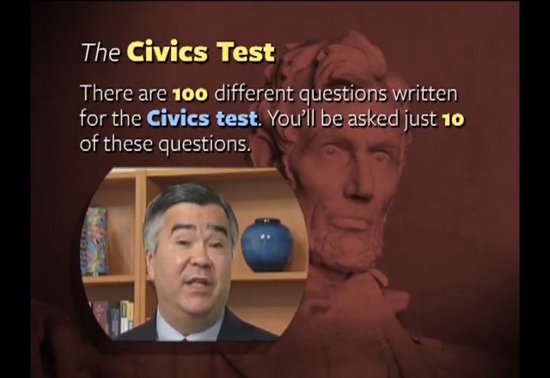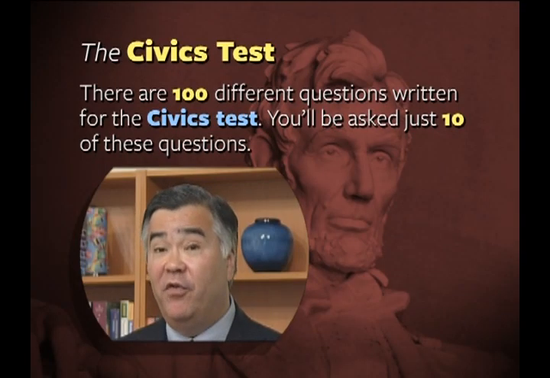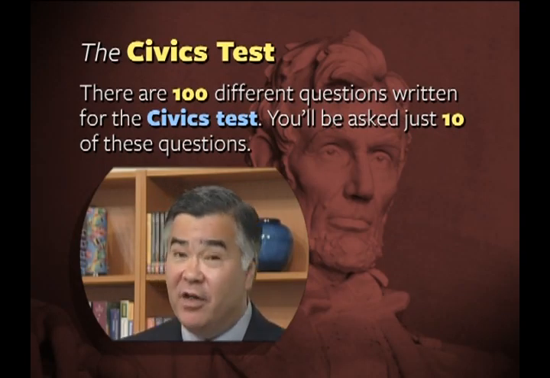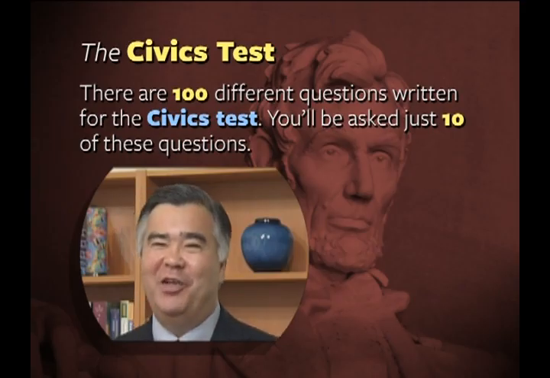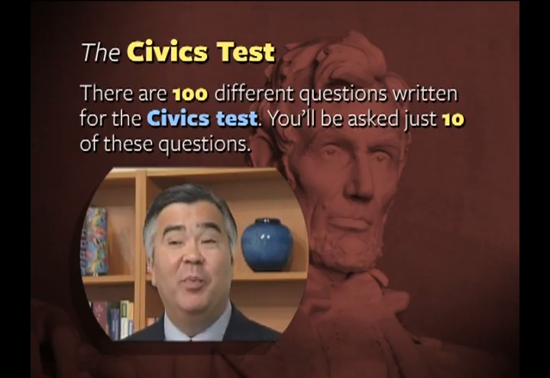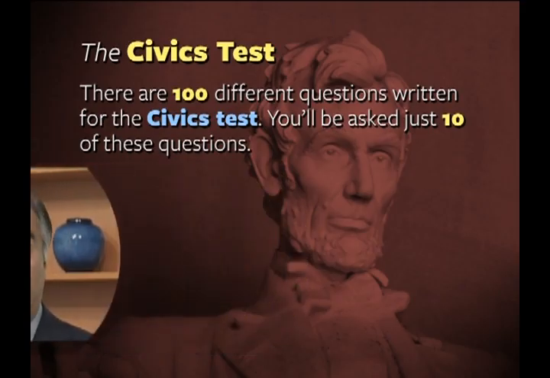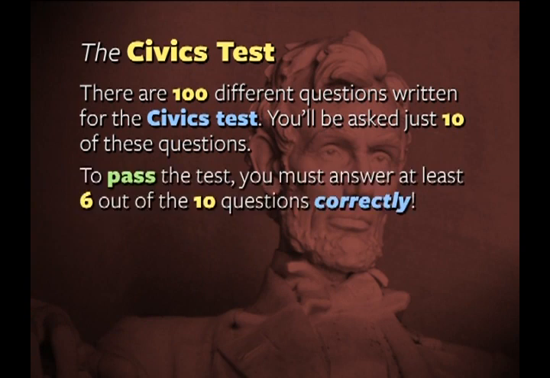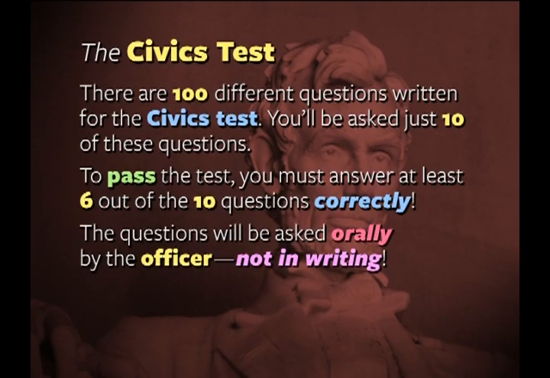The civics test deals with American government, history, and citizenship. There are 100 different questions that have been written for this test. However, you will not have to answer 100 questions. Instead, you will be asked just 10 questions. To pass the test, you must answer at least 6 out of the 10 questions correctly. The questions will be asked orally, that is, in speaking by the officer, not in writing.